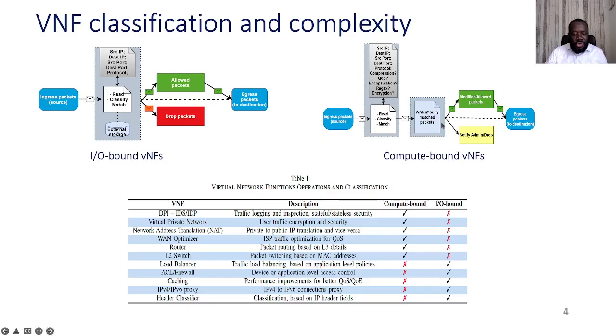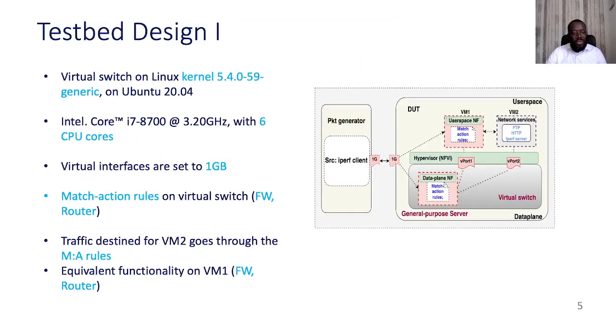We have the other category, which is for compute bound VNFs, where more fine grained operations are carried out on packets, where we have things like compression, QoS, encapsulation, regex matching, as well as encryption. So you can see from Table 1 here, this is a list of the functionalities we have that are on the edge, compute, and IO bound virtual network functions.